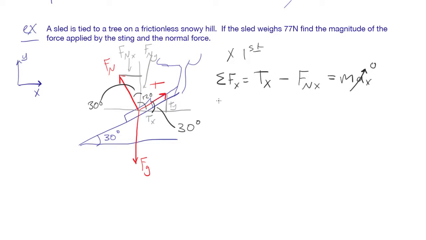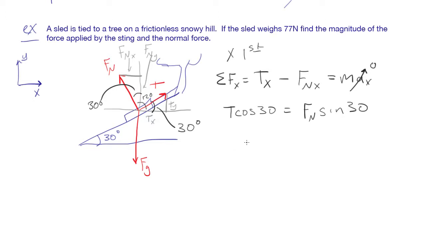So now we can break things into the components. T sub x, that's this side here. It's the side adjacent to my angle, so I'm going to be using the cosine. So I've got T times the cosine of 30. That's equal to the normal force's x component, which is the side that is opposite. I said this before: don't always associate cosine with the x side. It's however you draw your triangle. So here I've got the opposite side, so it's got to be the normal force times the sine of 30.